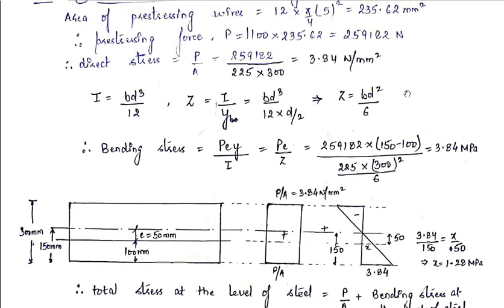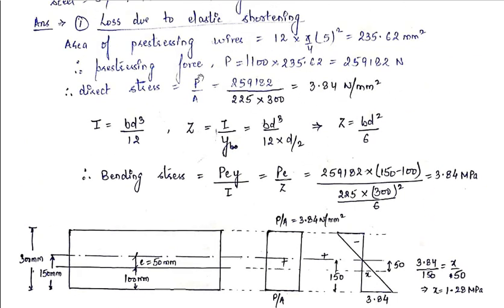See, here first of all we will have to find out some values. The area of the pre-stressing wires will be, now in the question we are given that there are 12 wires and the dia of each wire is 5 mm. So the total area of cross section of the wires will be, see, the cross sectional area of one wire will be pi by 4 into 5 whole square, and if I multiply it with 12, I will get the value of total area of the pre-stressing wires, which will come out to be 235.62 mm square.